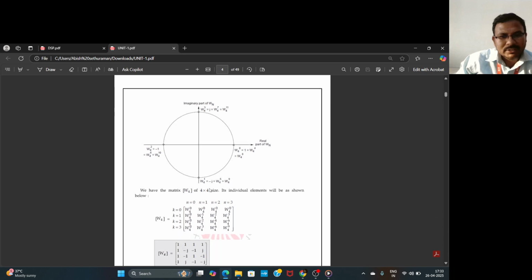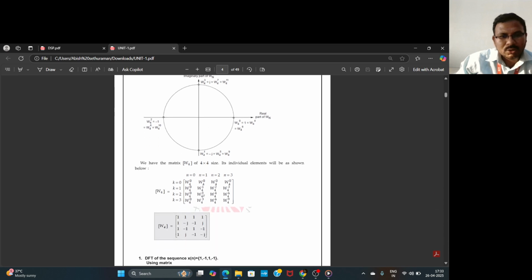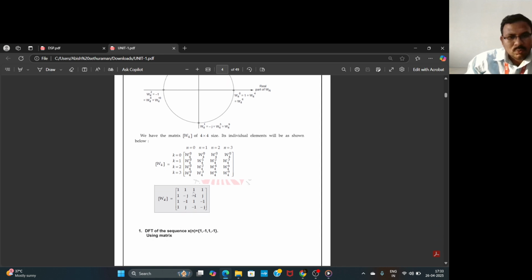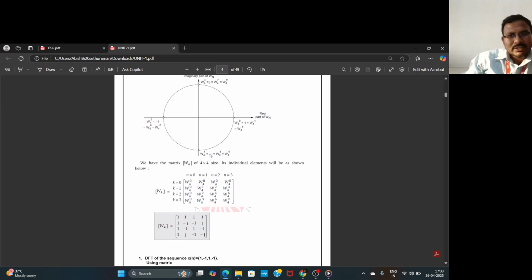Likewise we arrange them row and column wise. The number of rows, that is the N value, is 4, so we represent a 4 cross 4 matrix. This is the twiddle factor matrix for W4. The first row is 1, 1, 1, 1. Likewise, we apply the W4 power 0, 1, 2, 3 values.